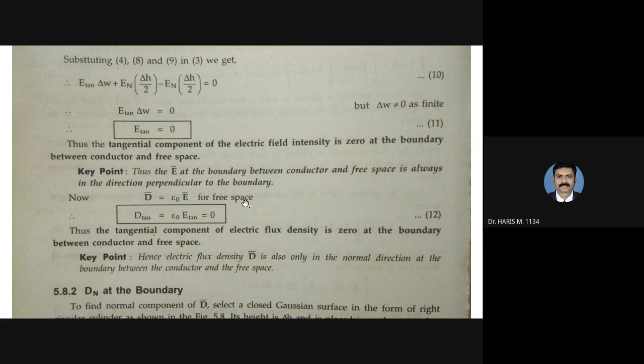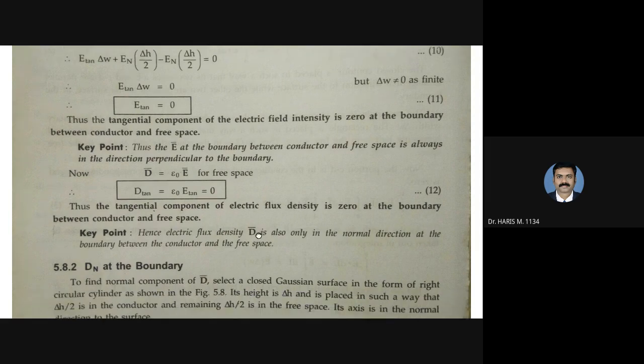So in the case of free space, the equation is written in this way, right? D is equal to epsilon 0 into E. If you introduce the tangential component here, then D tan is equal to epsilon 0 into E tan, which is ultimately equivalent to 0. Hence, the tangential component of electric flux density is 0 at the boundary between conductor and free space.